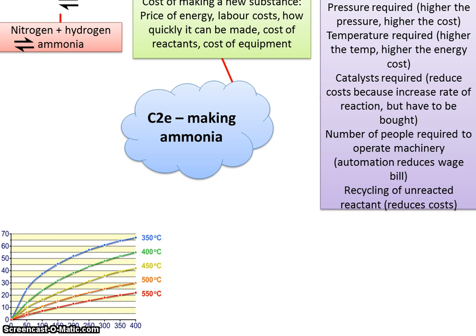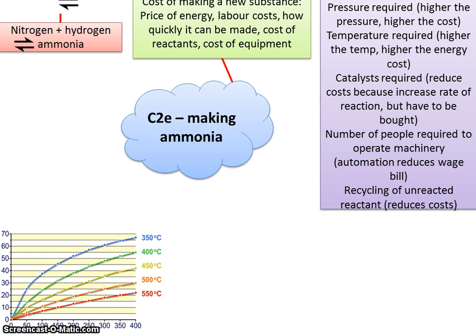Okay, so looking at the Haber process, when you're making new substances, you have to consider different things, like for instance the price of the energy, how much energy you're putting into a process. Is it going to be worth making that product? How much labour is involved? How many people do you need to employ? How quickly can it be made? How much do the reactants cost in the first place, or the cost of the equipment? These are factors you need to consider.